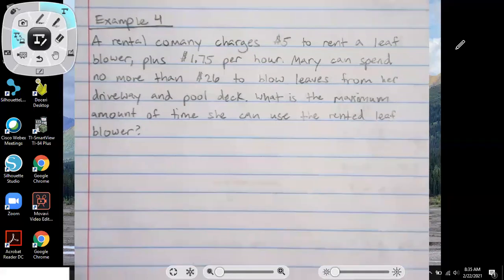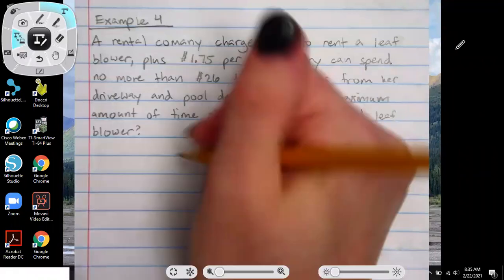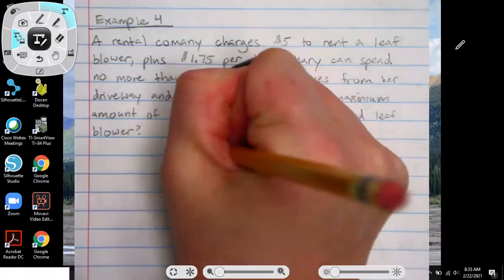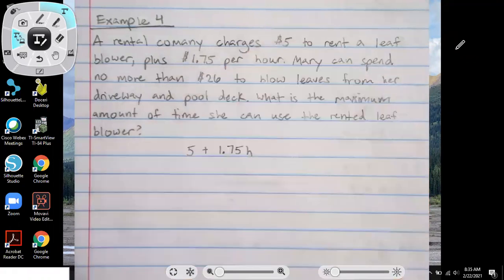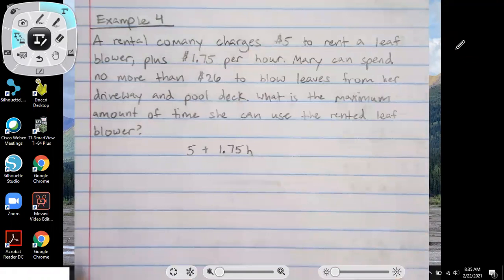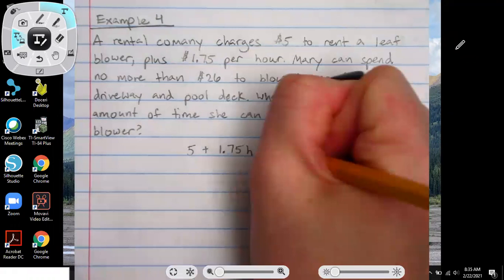So we're going to use H again to represent the number of hours. And the rental company charges $5 plus $1.75 per hour. So 5 plus 1.75H. And Mary can spend no more than $26. So this has to be less than or equal to 26.